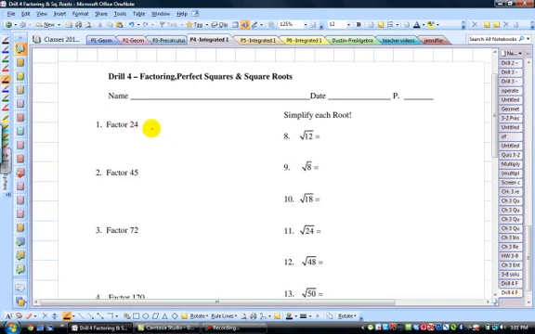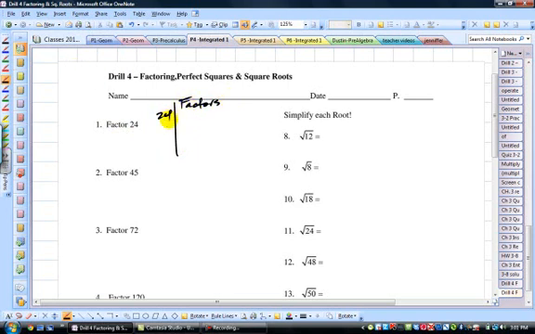So here we go. We're going to factor 24 using the vertical factor tree. What we're going to do is take 24 over here, draw that vertical line, and all the factors go on the right. It's a really cool way to organize your factors instead of the old traditional way.